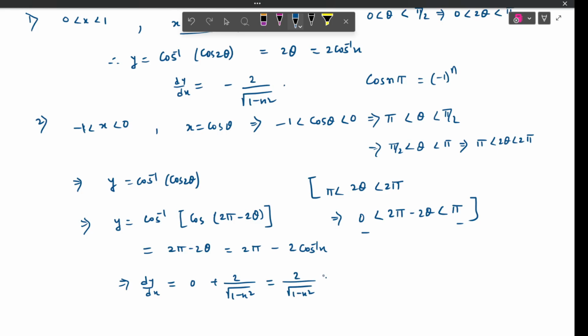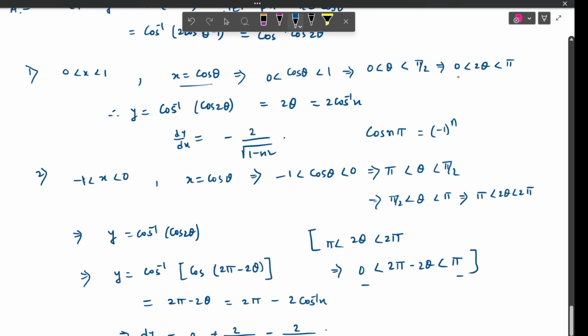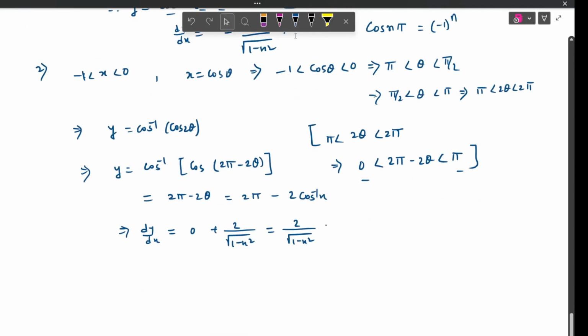Now between 0 to pi, cos inverse cos theta is theta. Here also we have used the same logic. Between 0 to pi cos inverse cos theta is theta. That's why we converted 2 theta into 2 pi minus 2 theta. Because our 2 theta ranges from pi to 2 pi, we have to convert it into 0 to pi.